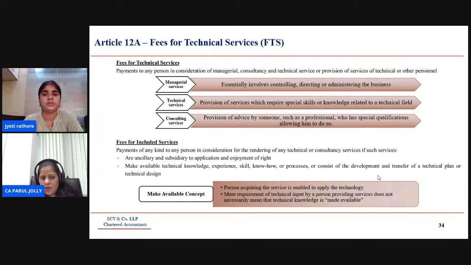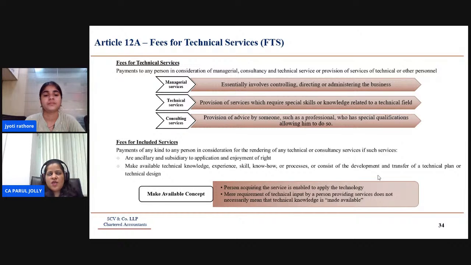By make available, it means that the person acquiring the services is unable to apply the technology. So, mere requirement of technical input by a person providing services does not necessarily mean that the technical knowledge is made available. But if, for example, I do an audit or give consultancy to a person in another jurisdiction, but that does not enable that person to have the knowledge of providing consultancy or doing audit, then this is not make available.